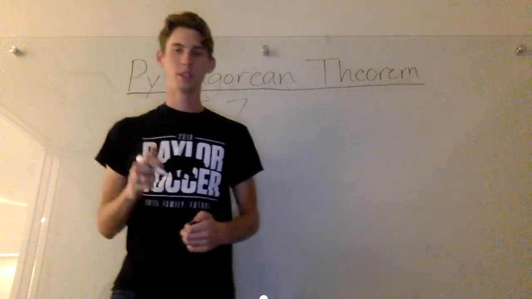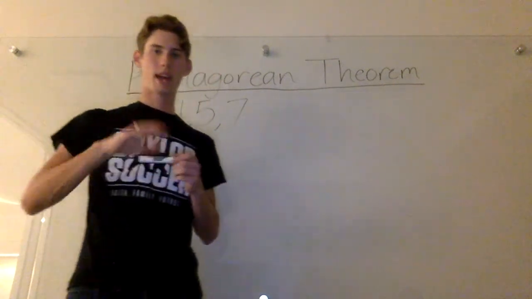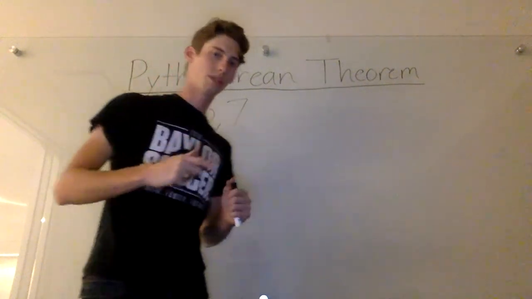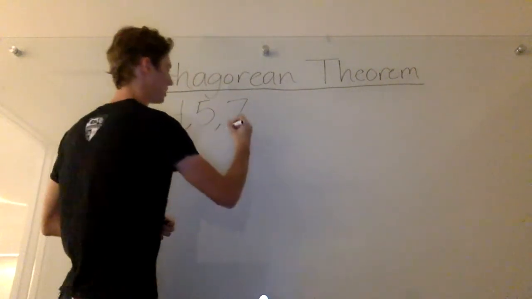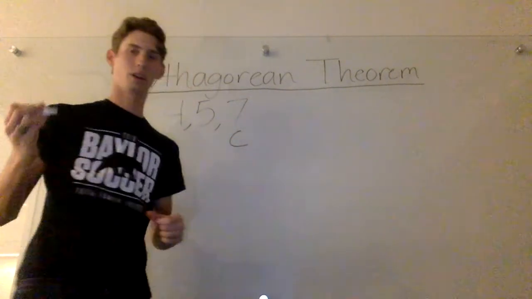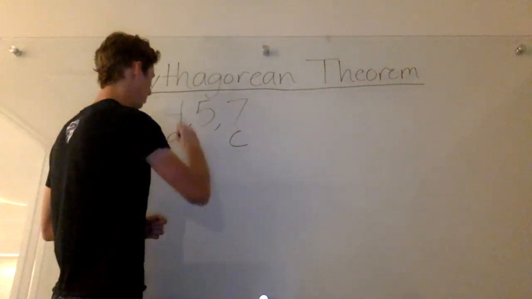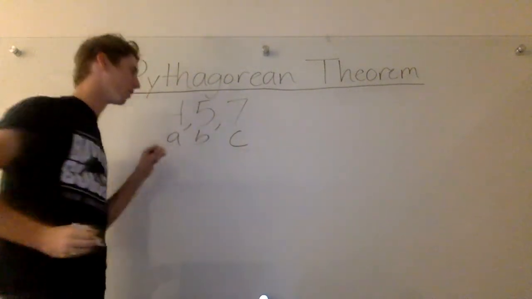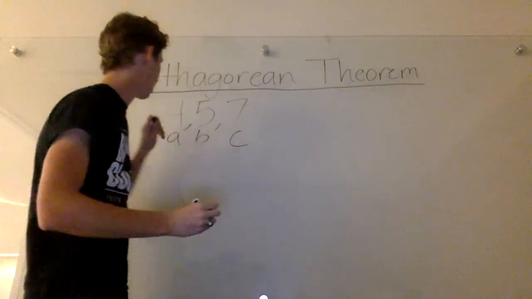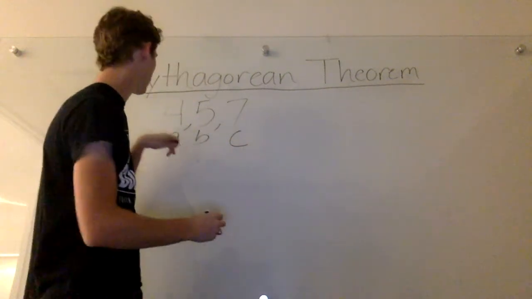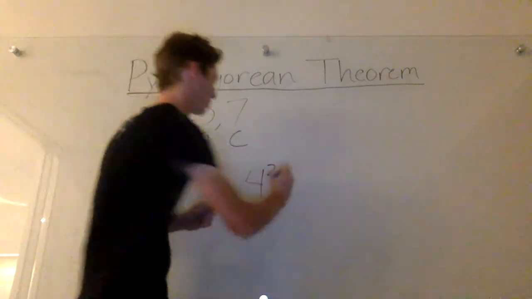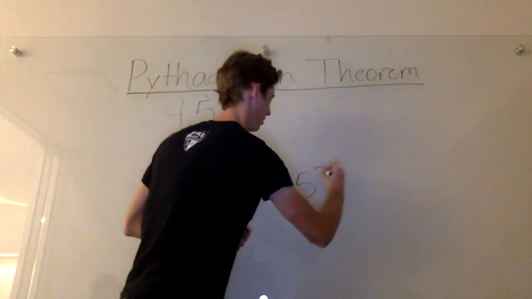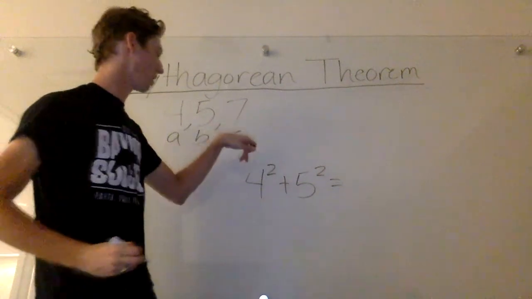So again, the first step you want to do is figure out what your A, B, and C are going to be. Let's start with C again. We know that C is going to be our longest side, so we look at 4, 5, and 7. 7's the biggest, so we're going to call that C. And again, we'll just do A and B as 4 and 5, so that it works out well. So we plug it into the Pythagorean theorem. We've got 4 squared plus 5 squared equals 7 squared.